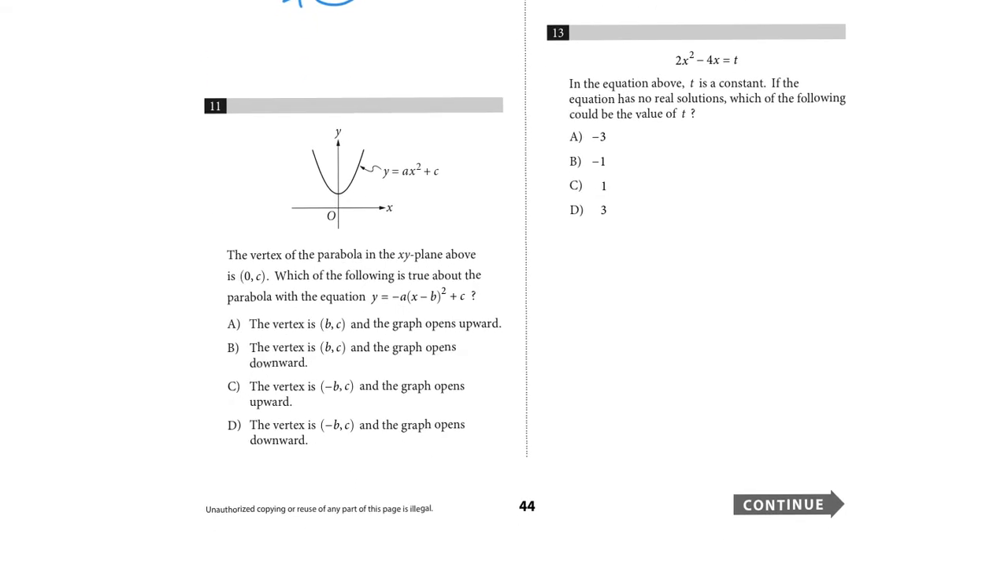The vertex of a parabola in the xy plane shown above is (0, c). Which of the following is true about the parabola with the equation y is equal to minus (x minus b) the whole square plus c? So the one in the bracket is inverted, right? So b is the center and (b, c) is the vertex, and the graph opens upward. No, it opens downward because it's negative. So b. Alright, let's go to the 12th one.